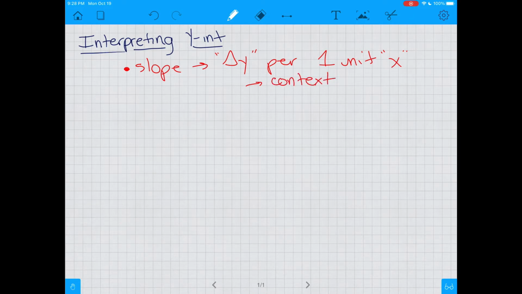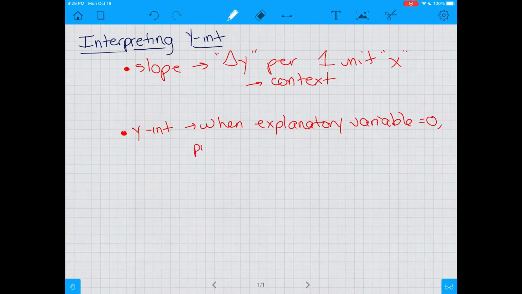And that's fine. Now, for the y-intercept, what we want to make sure we talk about, right, is when our explanatory variable equals 0, our predicted, and here's the key, your predicted y value, right?